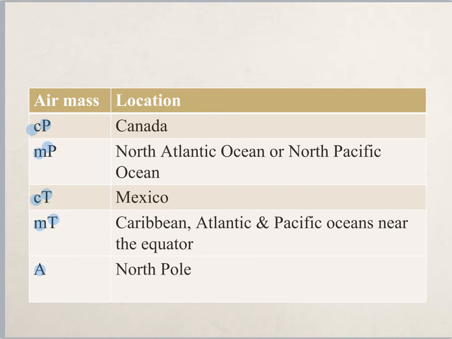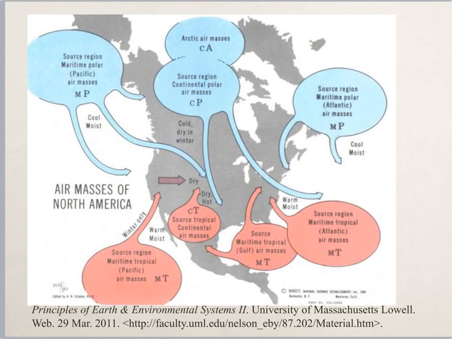Capital A stands for Arctic. That will be from the North Pole. All of these will affect the United States, however, the first 4 will affect the United States mostly. These are all of the air masses that would affect the United States.